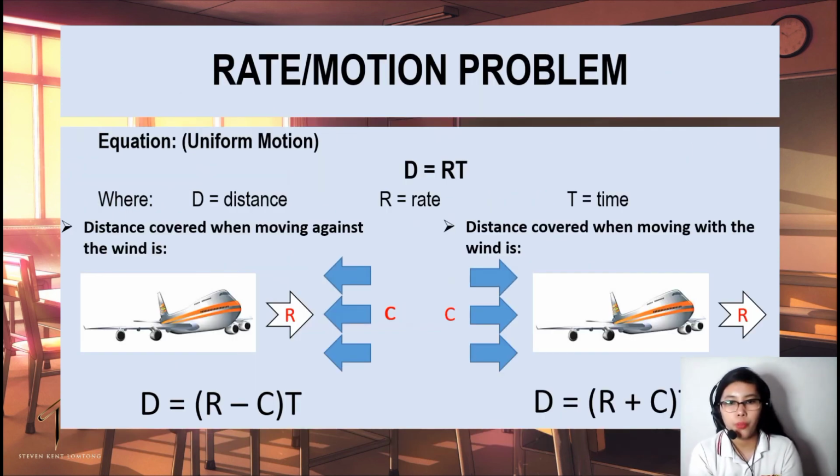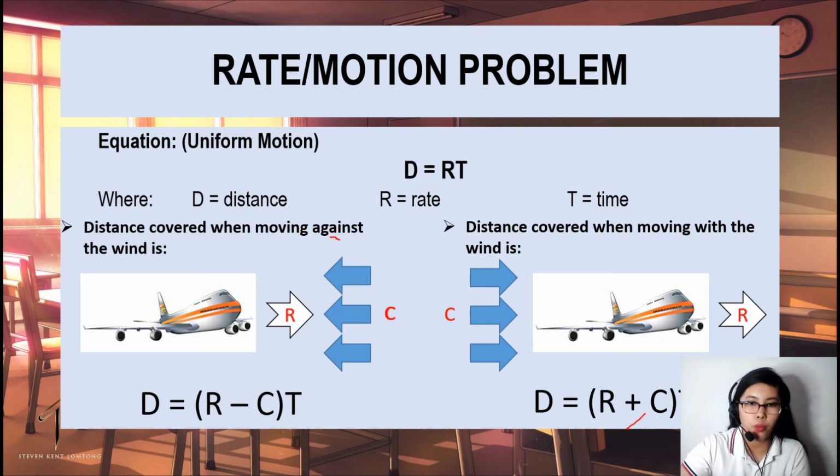Next, we'll have rate or motion problem. So for uniform motion, we have D equal to RT, where D is the distance, R is rate, and T is the time. Distance covered when moving against the wind is equal to D is equal to R minus C times T. Distance covered when moving with the wind, so it's the same direction with the wind, that's why it is positive. If it is against the wind, okay, so that is negative. And C is the current or the velocity of the wind.